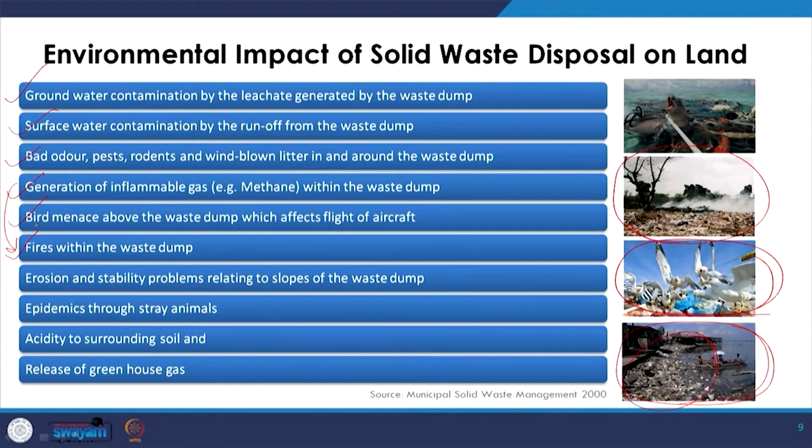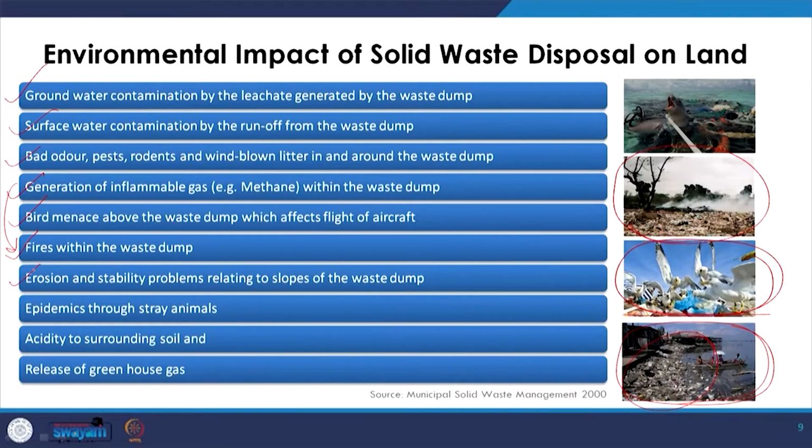So, these gases may catch fire, and also if part of the waste is being burnt, which is the usual practice, the waste often catches fire and further pollutes the environment. There are erosion and stability problems relating to the slopes of the waste dump. We might have recently heard that one of the waste disposal sites in Delhi collapsed, killing a couple of people and creating havoc around. So, such problems are also generated.